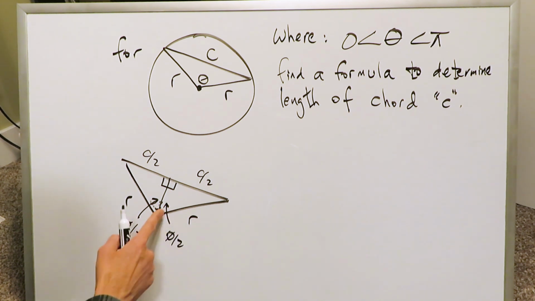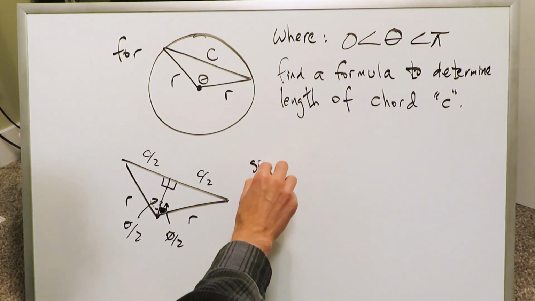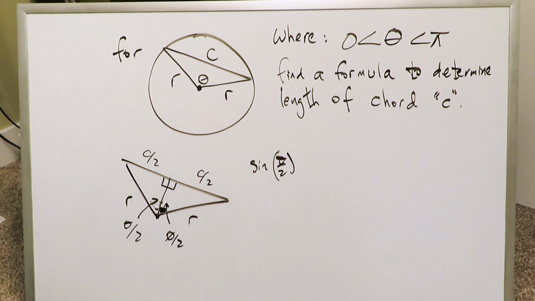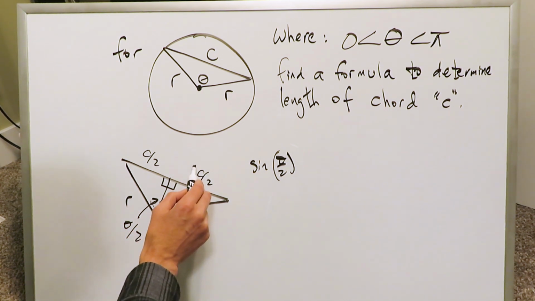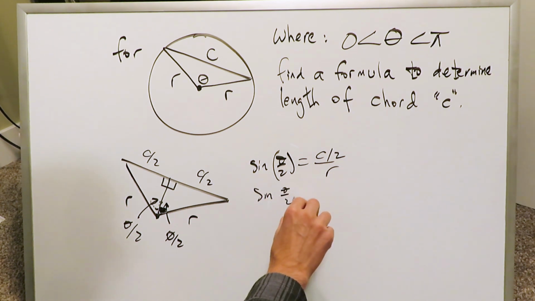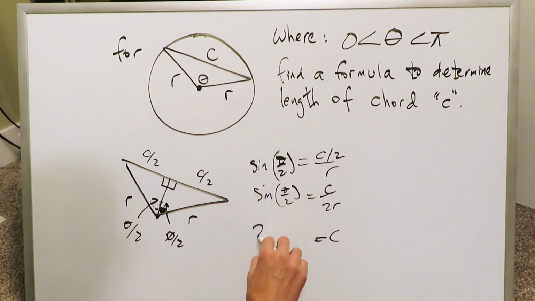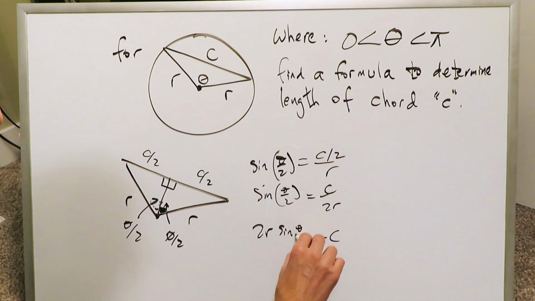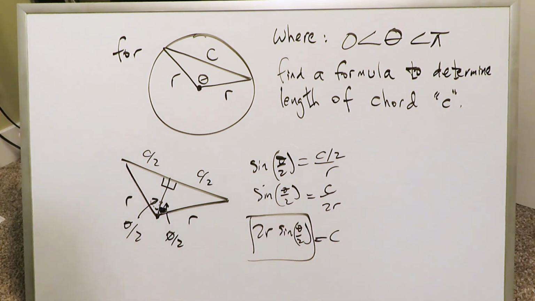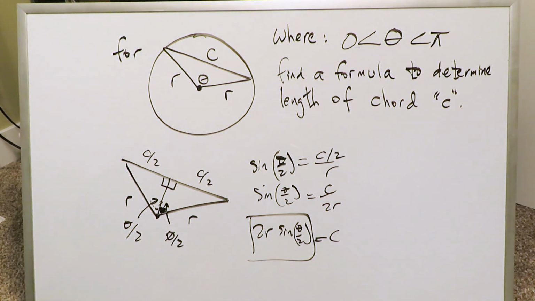If you look at this angle right here, you can use trigonometry. If you did sine of that angle, which is now theta over 2, with regards to this angle you're looking at opposite over hypotenuse. It would be C over 2 over R. And then you have sine theta over 2 is equal to C over 2R. You would just be calculating for C and you would have your formula, 2R sine theta over 2. And this here would be a very legitimate formula for you to determine the length of a chord. Any chord that is generated for this condition, so long as the angle is larger than 0 and less than pi.